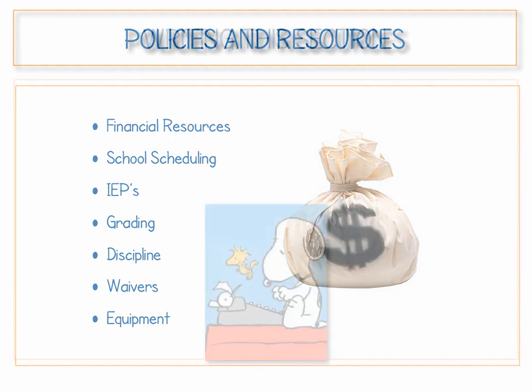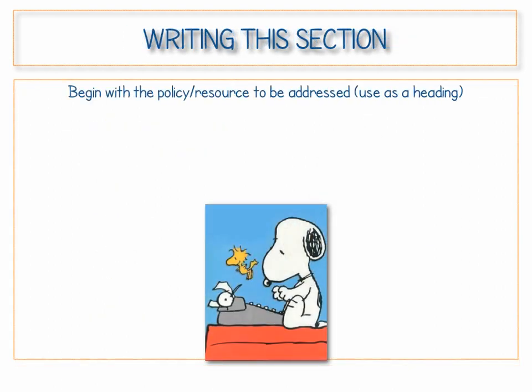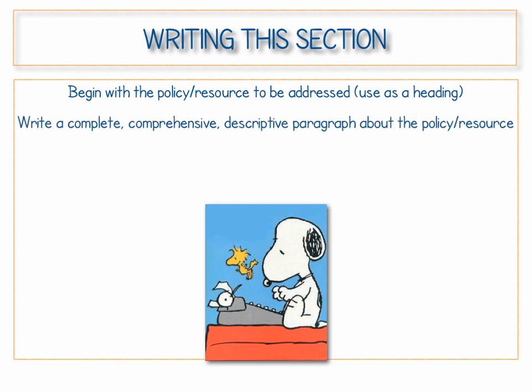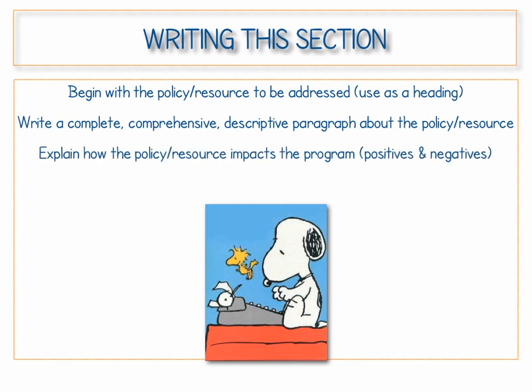Now, when you're completing this section, this is the way it should be written. First, identify the policy, and this should be used as a heading for the paragraph to follow. In the paragraph, provide a clear, complete, and comprehensive description or explanation of the policy itself or the resource and how it specifically impacts your program.